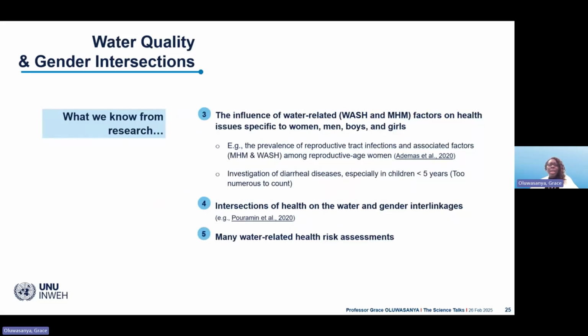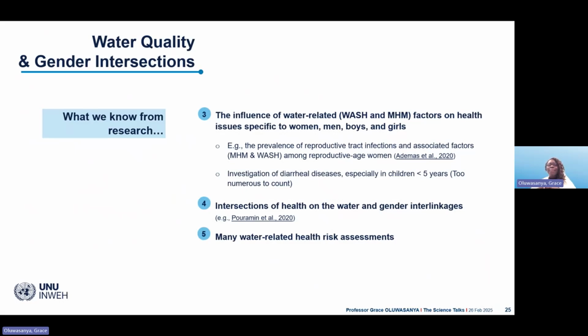Other areas would be the influence of water-related factors on health issues that are specific to women or men or boys or specific to girls. A good example would be the investigation of diarrheal diseases, especially in children less than 5. I'm sure you agree with me. Studies in this area are too numerous to count, because it is a topical issue. So we have a lot of that.